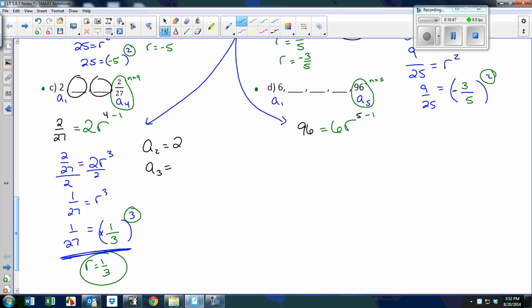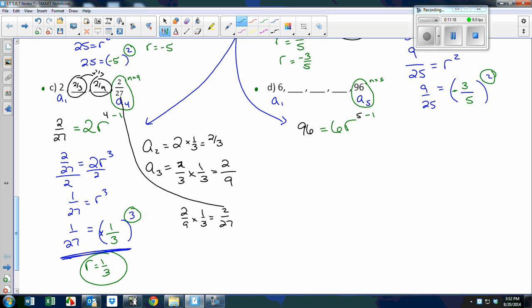So take your first term, 2, times the 1/3, and you get 2/3. Then take your second term, once you've got this term is 2/3, multiply by 1/3 again. 2/3 times 1/3, multiply 2 times 1 in the top, 3 times 3 in the bottom, so 2/9. Just for good measure, multiply 2/9 times 1/3 again, 2/9 times 1/3 gives you 2/27, which is what we were looking for. So we feel good that those are the two missing geometric means.